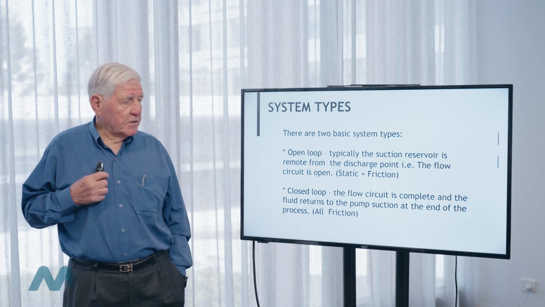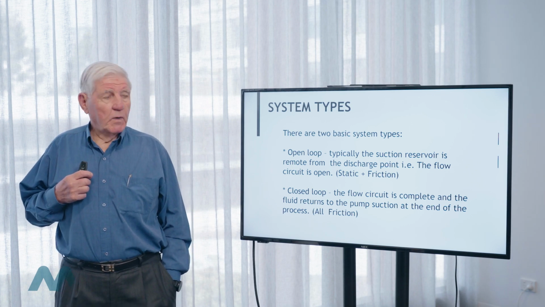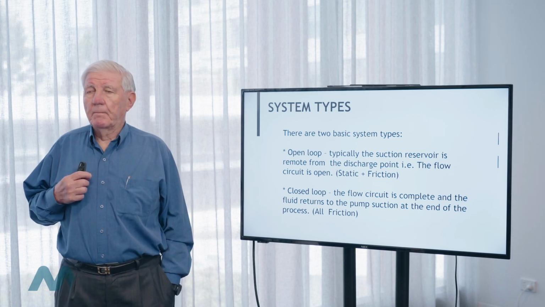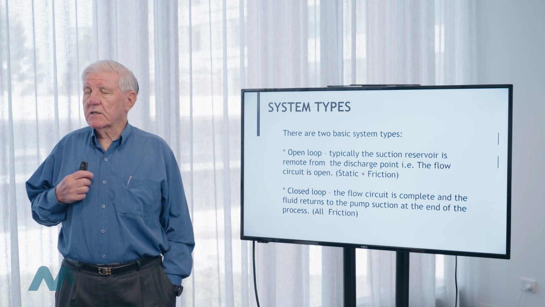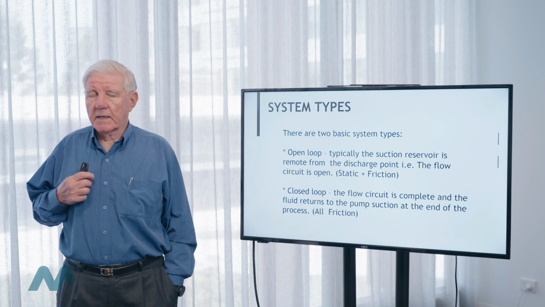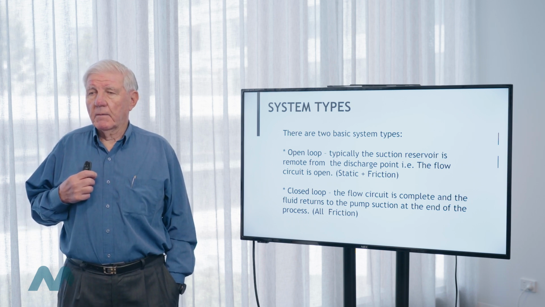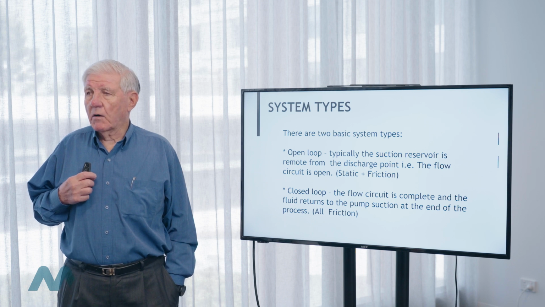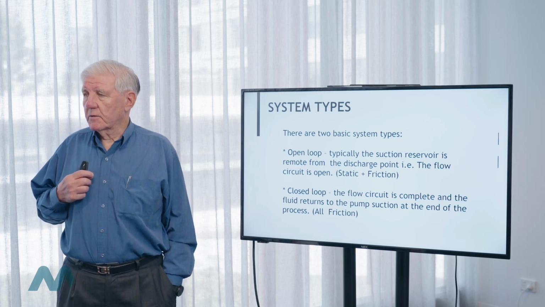The other type of system we can come across is a closed loop system, and that's where there is no suction reservoir or discharge reservoir. It's a continuous circulation, and that you often find in HVAC systems. In such a situation, the losses in that system are all friction losses. There is no static head in a closed loop system.